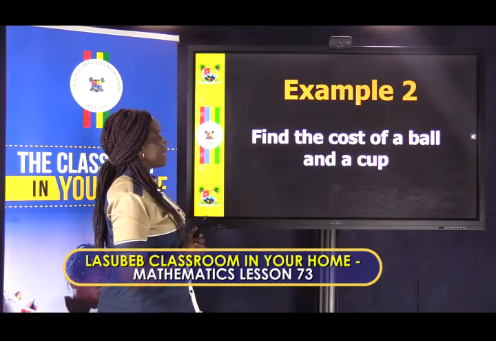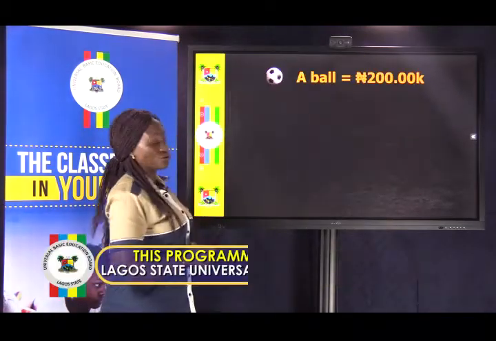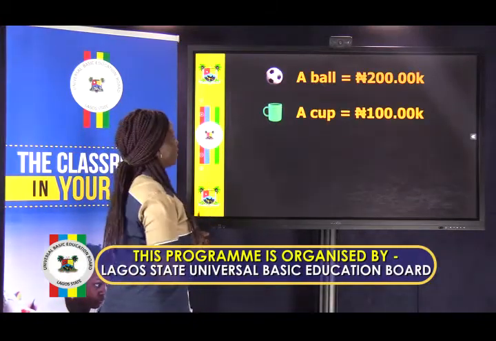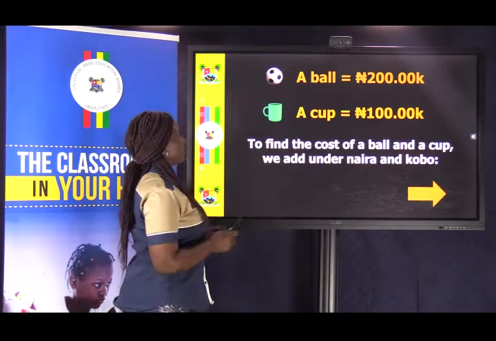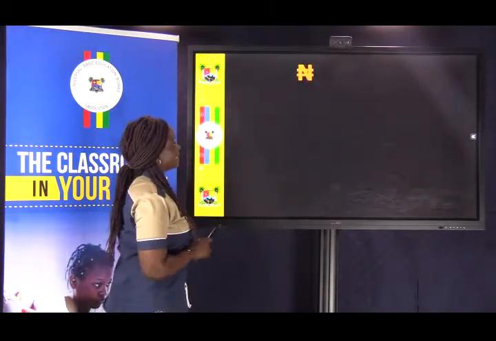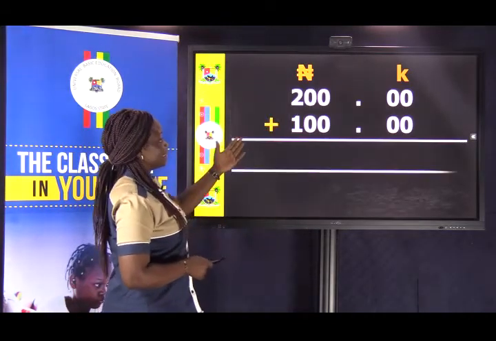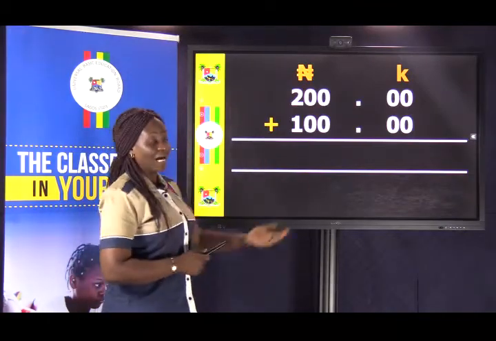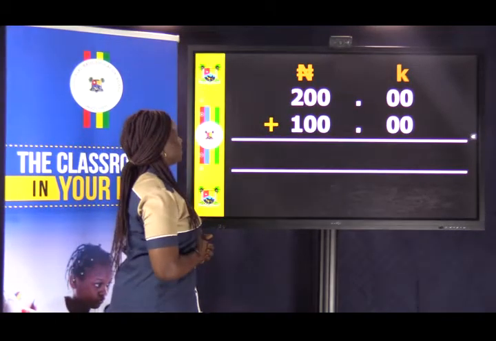Find the cost of a ball and a cup. A ball costs 200 naira. A cup costs 100 naira. To find the cost of a ball and a cup, we add the cost of a ball and the cost of a cup together. We have 200 naira and 0 under kobo, 100 naira and nothing under kobo.